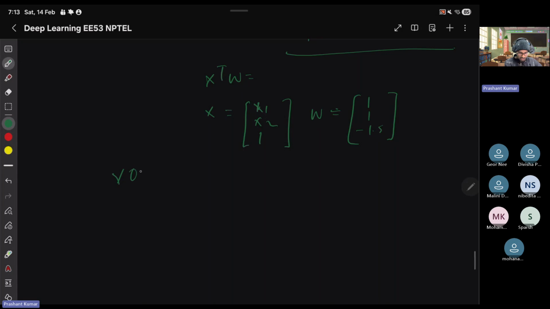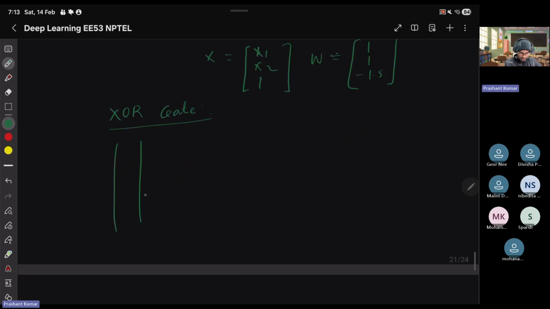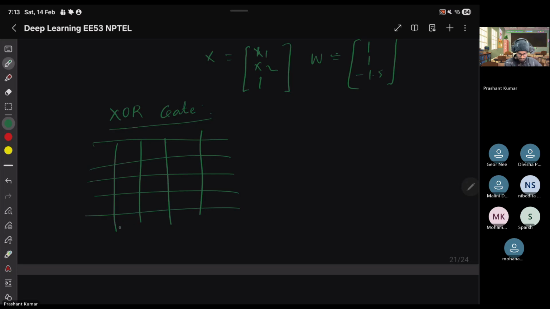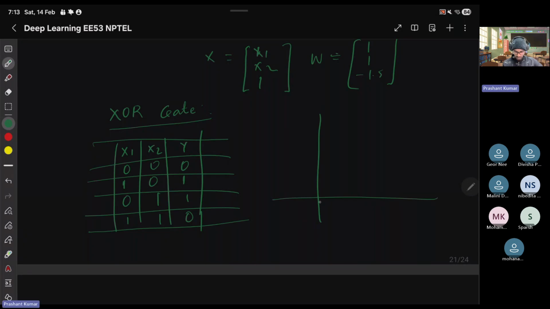Now let's take an XOR gate. In the case of the XOR gate, you have x1, x2, and you have the output. If you are taking 0, 0, it will produce 0. If you are taking 1, 0, it will produce 1. If 0, 1, it will produce 1. And if you are taking 1, 1, it will produce 0. Right? Yes. So this is 0. This is 1. This is 1. And this is 0.